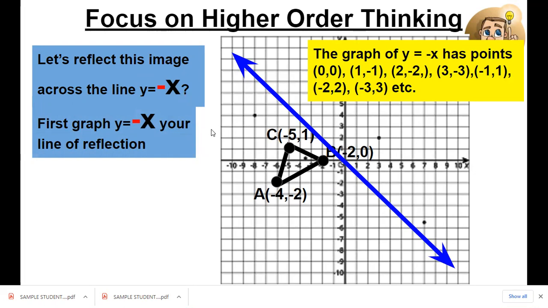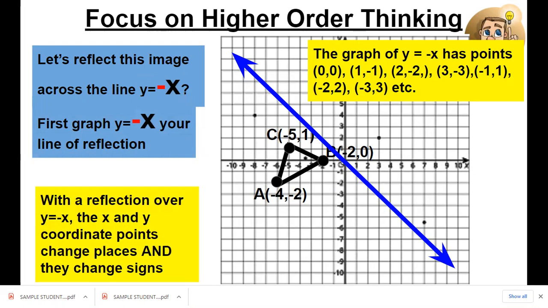So now we want to reflect that across the y equals -x line. So when you reflect over y equals -x, which you'll be doing a lot probably next year, you change places with the numbers in the points, and you change the signs. So you have to do two things. You do the same as you did in the previous one, flip the numbers around, but then you also change the signs.